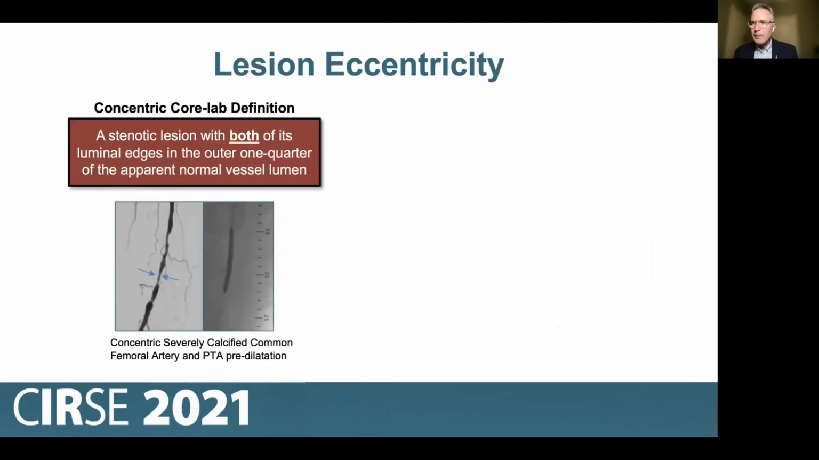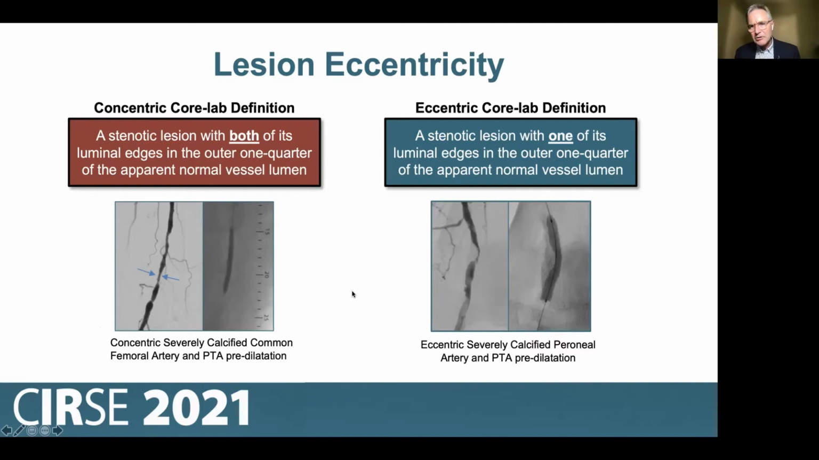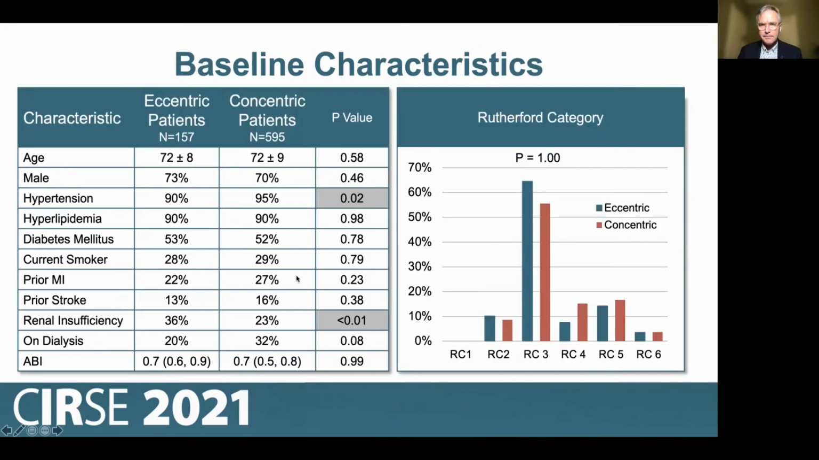Now, there is a CoreLab definition of concentricity and eccentricity. A concentric lesion obviously has disease on both luminal sides of the lesion, whereas an eccentric lesion has disease on only one luminal side, as you can see in this example.